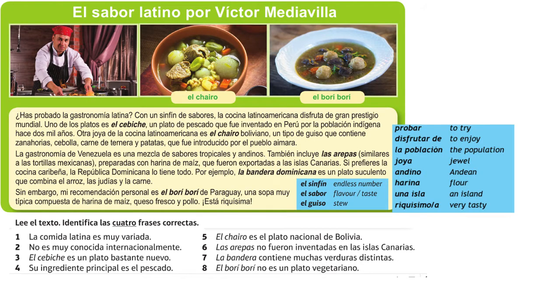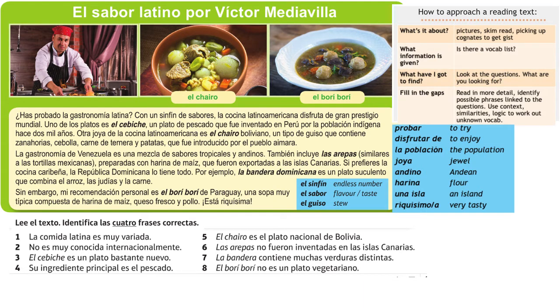And here's our article. El sabor latino por Victor Mediavilla. First of all, let's remind ourselves of our strategies. So the first thing we're looking at is what's it about? So, well, obviously, you've got a chef and some food. And the title is El sabor latino, the Latin flavour. Por here means by Victor Mediavilla. Okay, so what's it about?